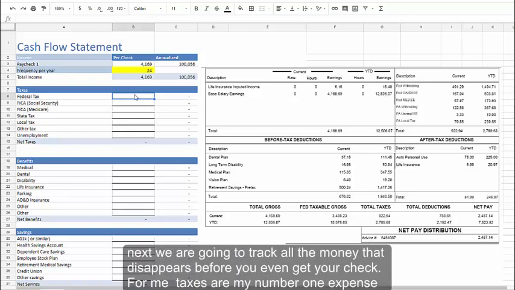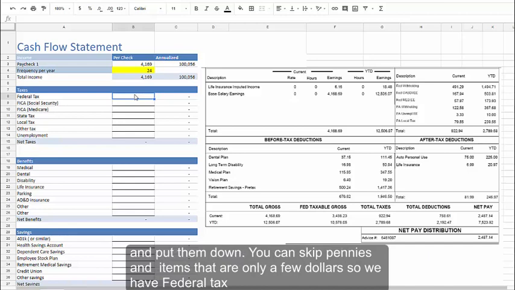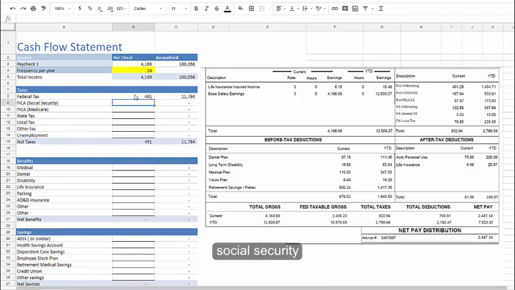Next, we're going to track all the money that disappears before you even get your check. For me, taxes are my number one expense, and that's why I want to pay attention to them. In this part, we'll take the numbers directly from our check and put them down. You can skip pennies or items that are only a few dollars. So we have federal tax, Social Security, FICA, state tax, there's a local tax, and there's unemployment.